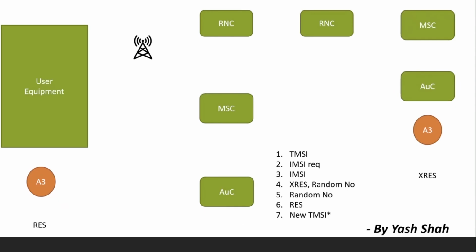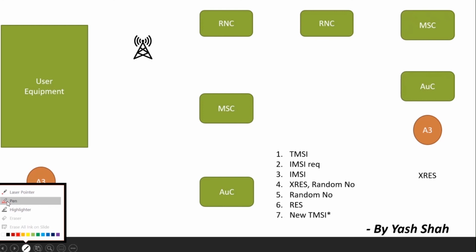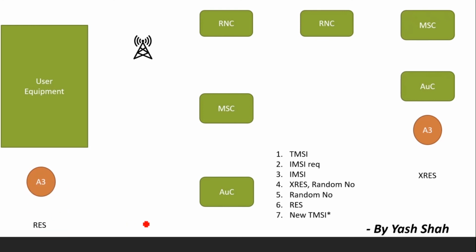So let us assume that your mobile station has moved from one cell to another and now wants to register itself on the new cellular network. So we'll consider that this is the new cellular network, and the area represented here is the home cellular network.